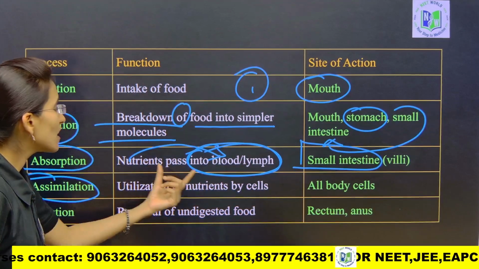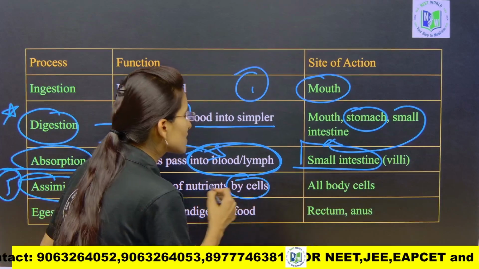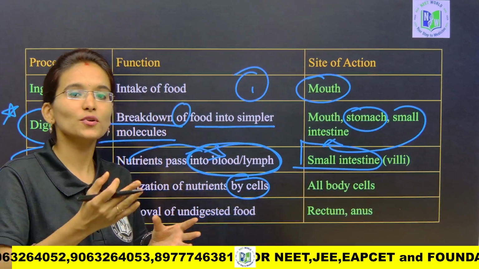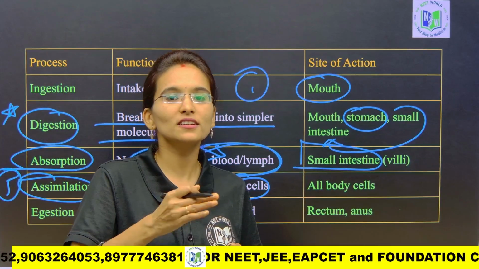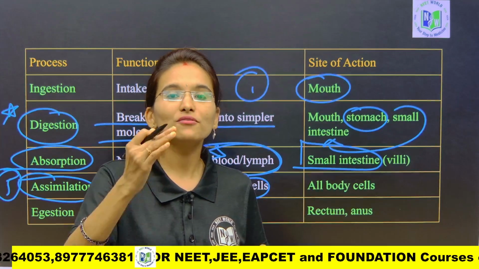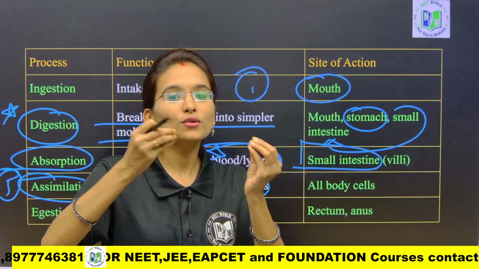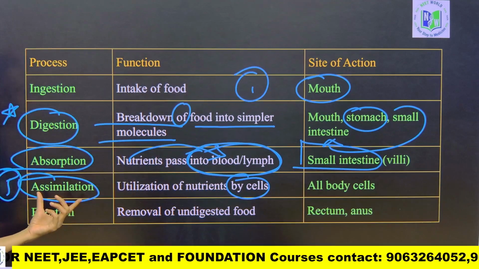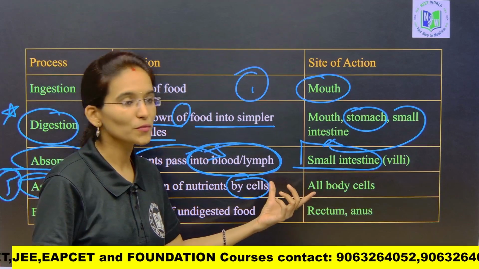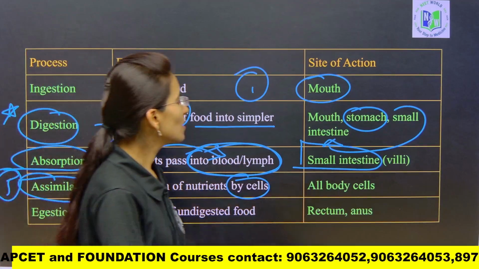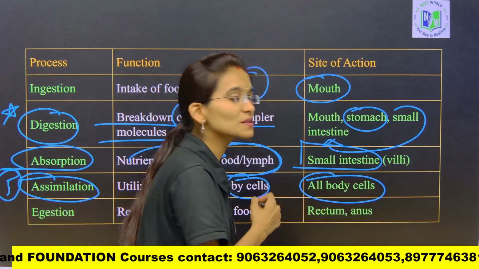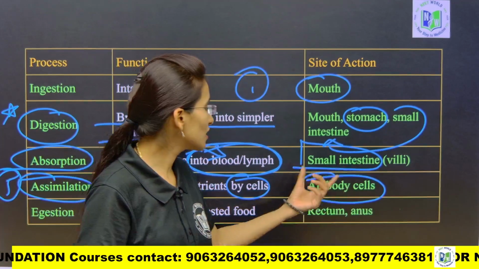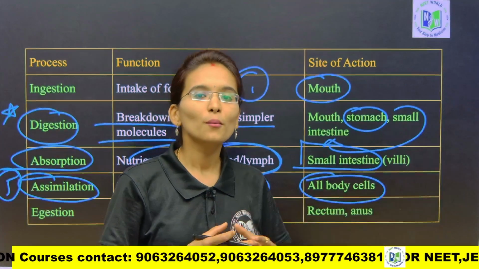So in assimilation, what is going to happen? The utilization of nutrients by the cells. After the digestion process, the simpler nutrients are transferred to the blood, and from the blood the nutrients are absorbed by the cells. So this is the actual process of assimilation. Where is it going to take place? What is the site of action? It occurs inside the body cells.